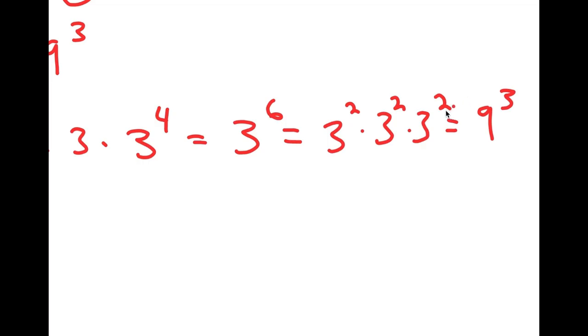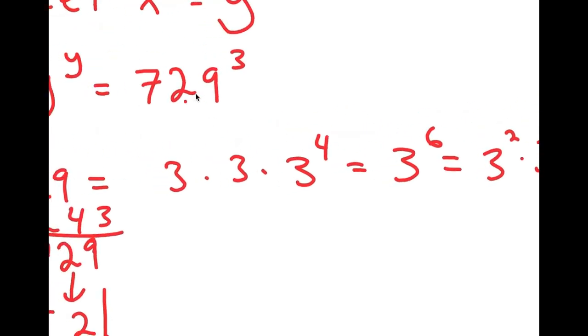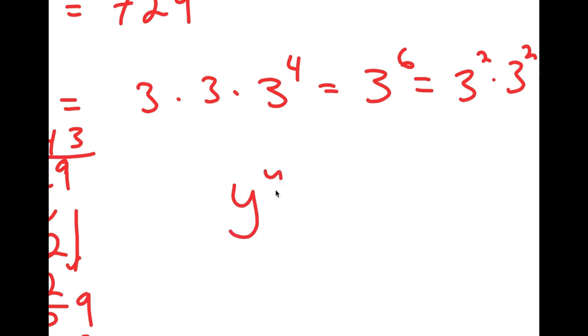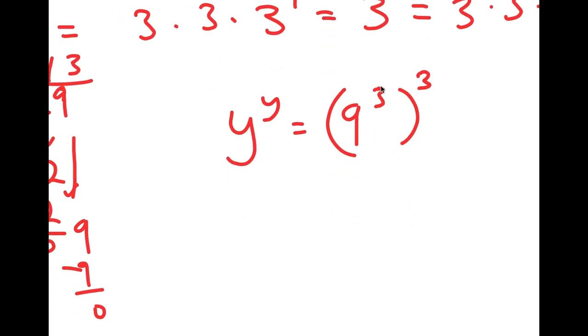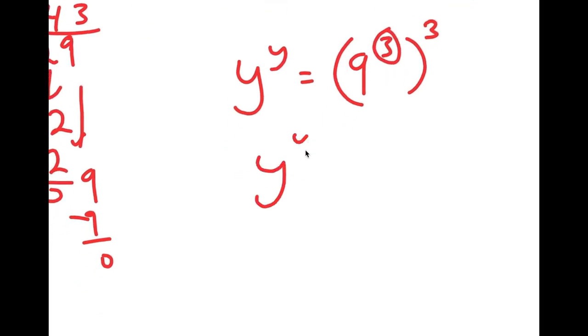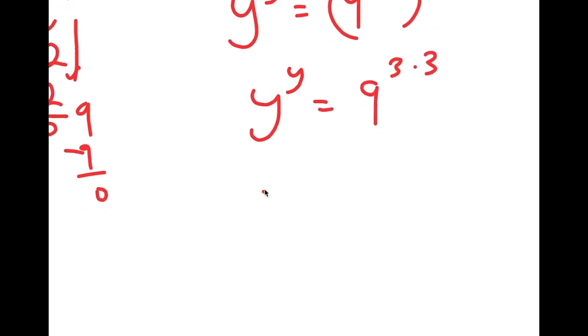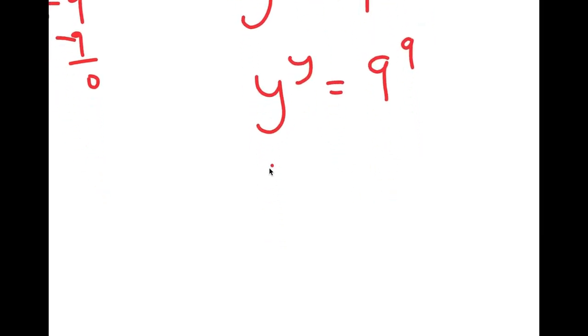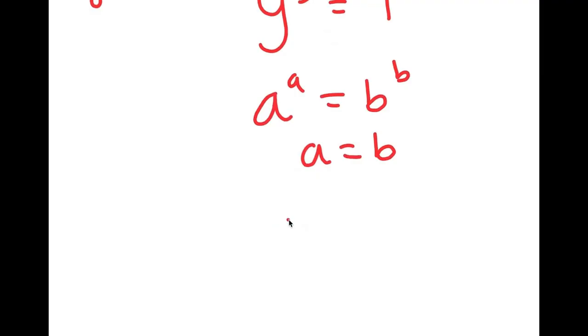So I'm going to replace 729 with 9 to the power of 3. So I get y to the power of y is equal to 9 to the power of 3 to the power of 3. And the reason I did this is because 9 to the power of 3 to the power of 3 is the same thing as 9 to the power of 3 times 3. And 3 times 3 is 9. So I get y to the power of y is equal to 9 to the power of 9. And now I can use the property that if a to the power of a is equal to b to the power of b, this means that a equals b. So in this case, y is equal to 9.